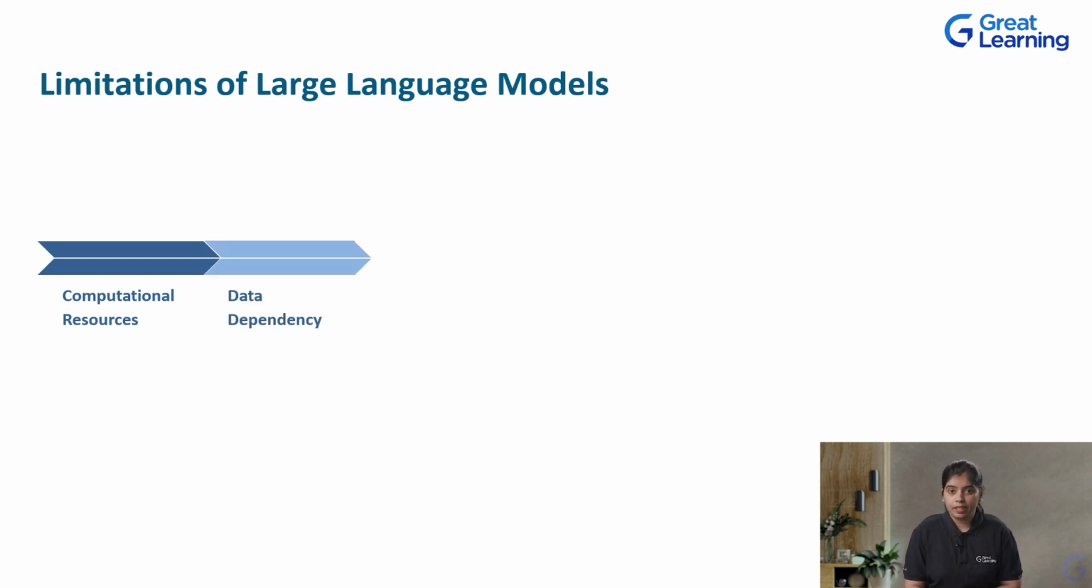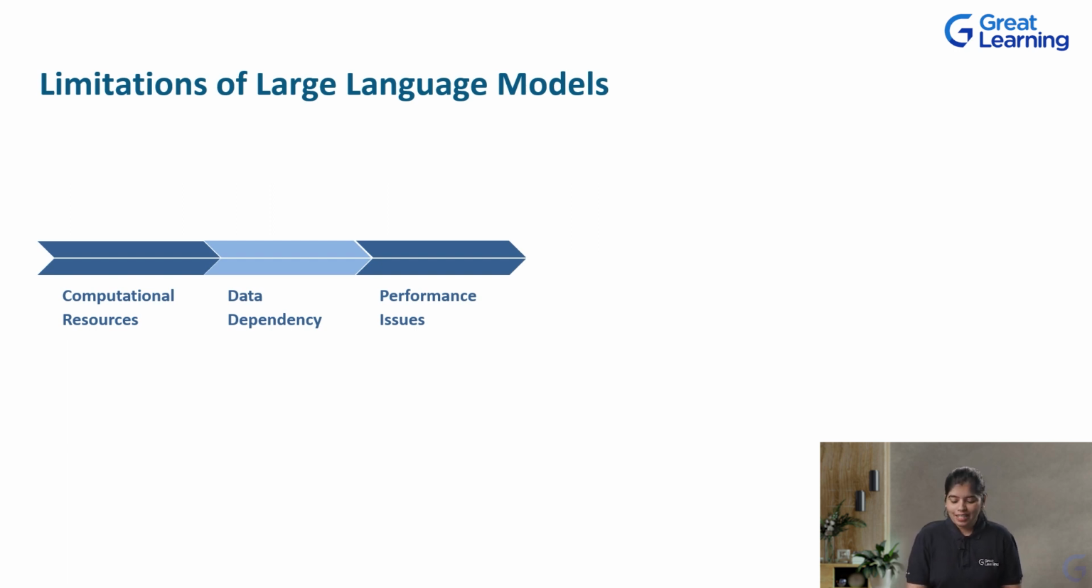Next is data dependency. LLMs use a vast amount of data, so they are heavily dependent on data. After data dependency, next is performance issue. LLMs have this limitation because they sometimes provide factually incorrect output, which is referred to as hallucination.